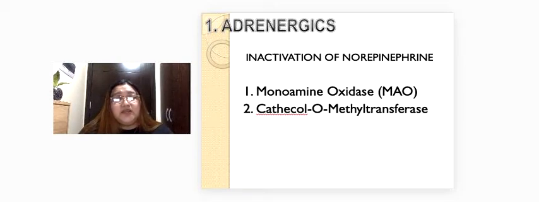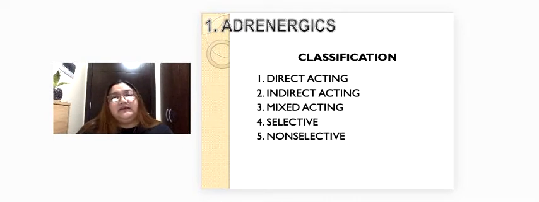COMT is catechol-O-methyltransferase. So this inactivates the action of norepi through reuptake, through enzyme transformation or degradation, or through diffusion away from the neuron. So that the increase in the heart rate and the increase in BP will not be prolonged whenever there is a sympathetic action. Okay. Before we proceed directly with the drugs, no, let us classify them first.